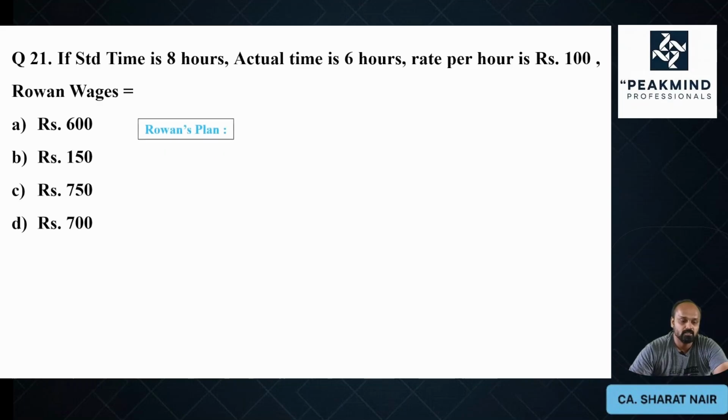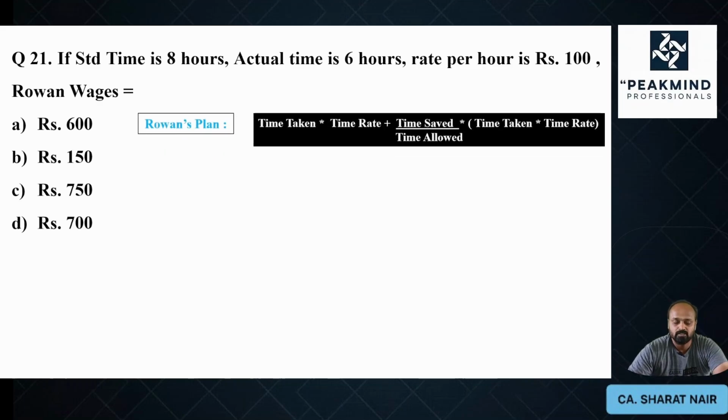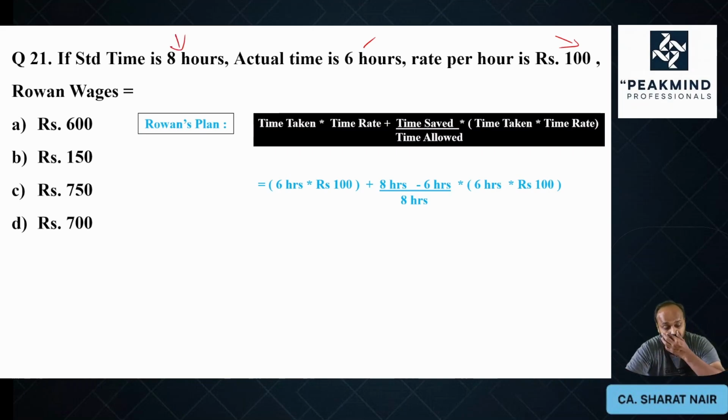Now, Rowan's plan, what is the formula? Time taken into time rate plus time saved divided by time allowed into time taken into time rate. Substituting the data available from the question, time taken is 6 hours into 100 rupees, which is your time rate, plus 8 hours minus 6 hours. 8 hours is time allowed, minus time taken, which is 6. So I will get time saved of 2 hours divided by 8, again time allowed, into time taken into time rate.